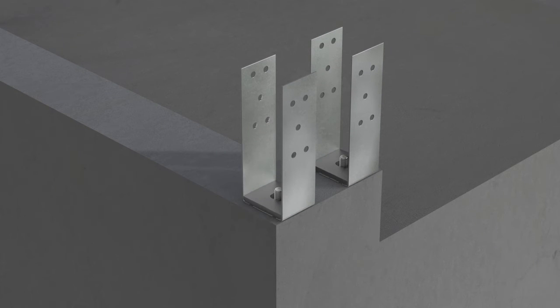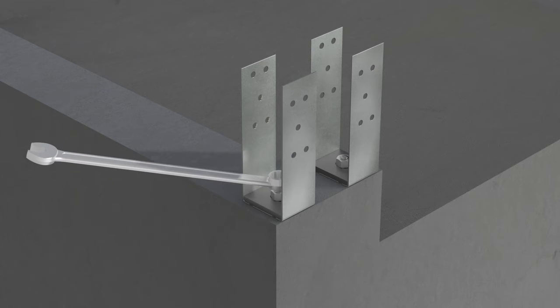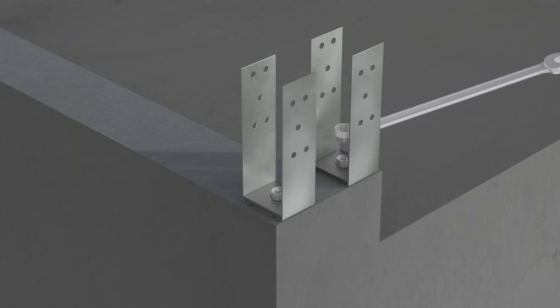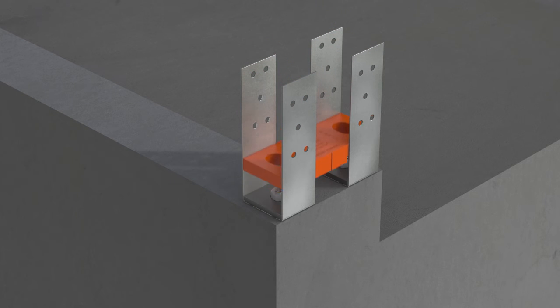Next, install the hold downs. Place the stirrup and bearing plate assembly on the anchor bolts. Install nuts onto each threaded rod. Finger tighten, then add 1/3 of a turn with a wrench. Finally, add the standoff base.